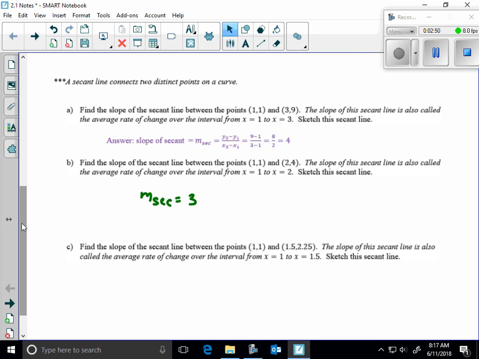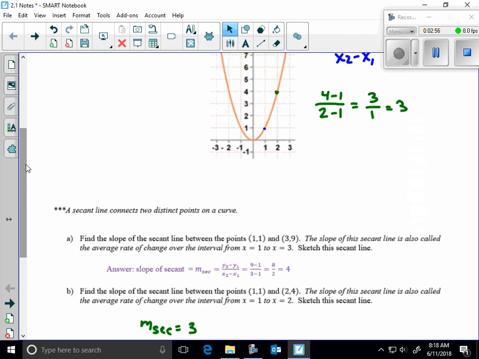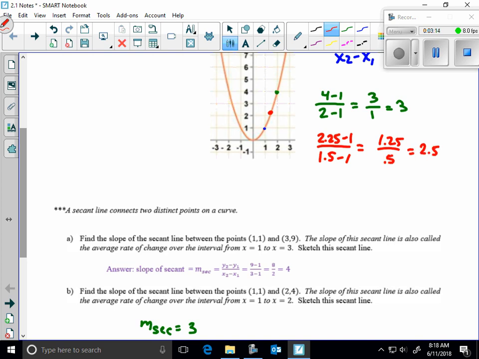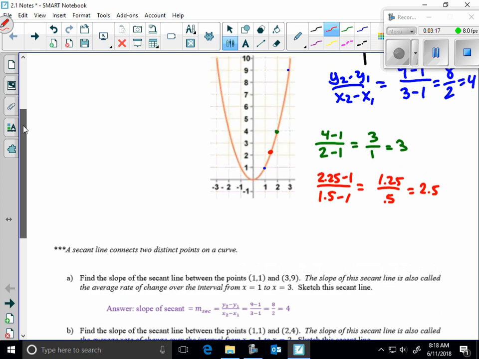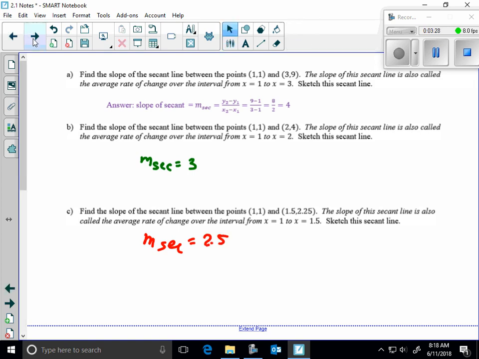Now, there's not a nice integer value between there, so we're just going to go to (1.5, 2.25), and find the slope of that secant line. So it'll be 2.25 minus 1 over 1.5 minus 1, which would be 1.25 over 0.5, which is 2.5. Okay, so you can see that the slope is going from 4 to 3 to 2.5, approaching some value, right? Let's move on to the next slide and see what happens with this.